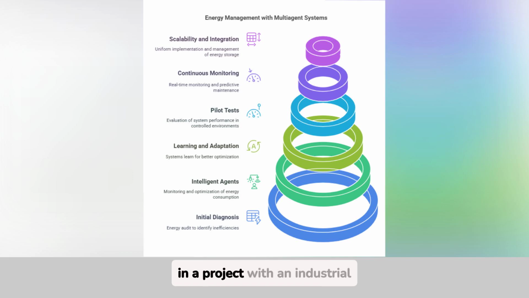For example, in a project with an industrial plant, a multi-agent system was implemented to monitor the power grid. It detected peak demand and automatically adjusted equipment to reduce energy costs during peak rate hours.